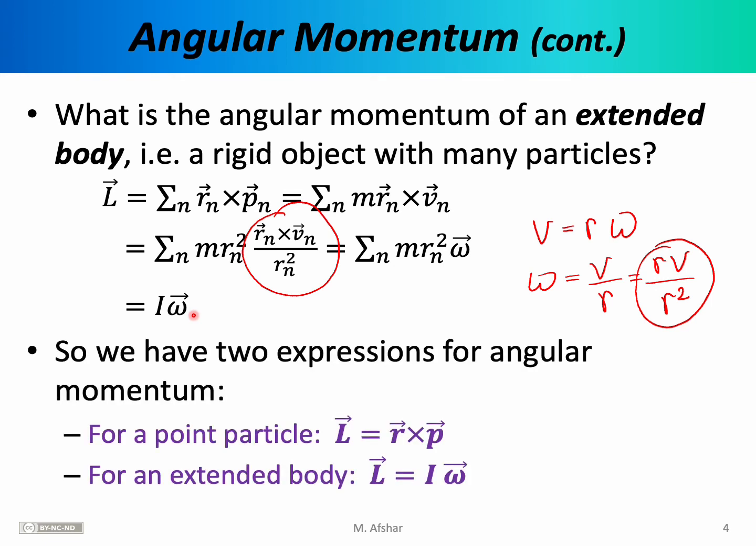So we now have two expressions for angular momentum. Angular momentum is a conserved quantity, but to calculate it, you have to decide whether you're talking about a point particle or an extended body. If you want to figure out the angular momentum of just a single atom or a point particle, you use this equation here, r cross p. But if you have a larger object and it's not really practical to add trillions and trillions of angular momentums together, then you use this second expression. For an extended body, the angular momentum is equal to I, which is the moment of inertia, times the angular velocity.